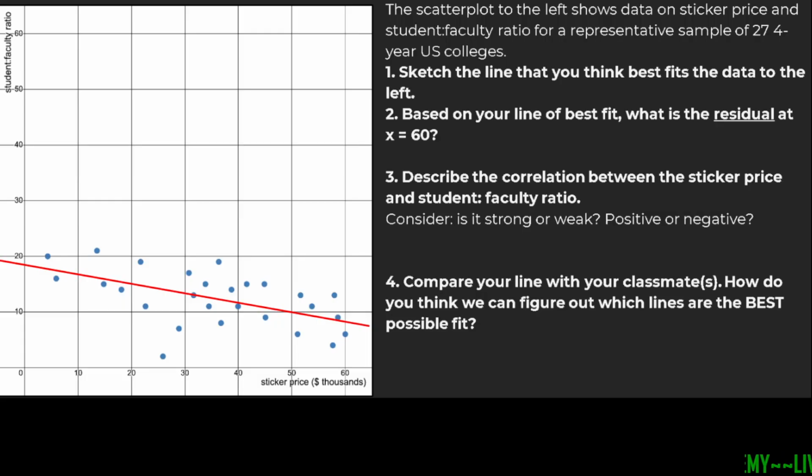It says the scatter plot on the left shows the data on the sticker price and the student to faculty ratio for a representative sample of 27 four-year U.S. colleges. It says sketch the line that you think best fits the data to the left. I already went ahead and sketched it. I also looked up an old video, a really old video on my YouTube channel.